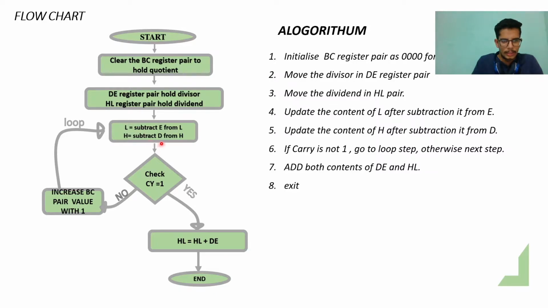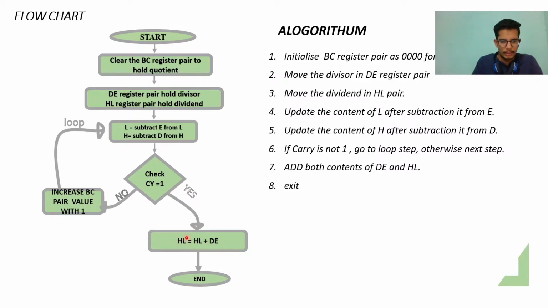So again we will check whether there is a carry involved in the subtraction or not. We assume that there is no carry involved in this iteration also, so it will increase the value of the BC pair by 1, which will become 2, and it will come to the loop step again. Now again the subtraction will be performed and it will update the HL, but assume that there is a carry involved in this step.